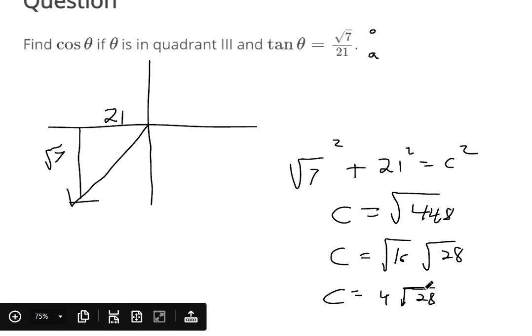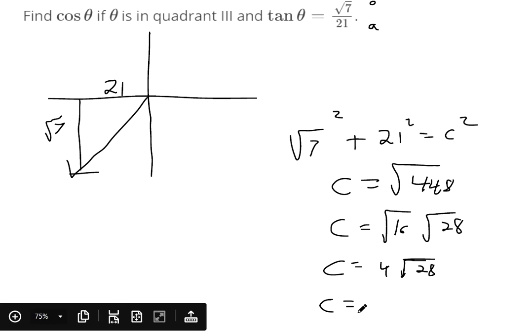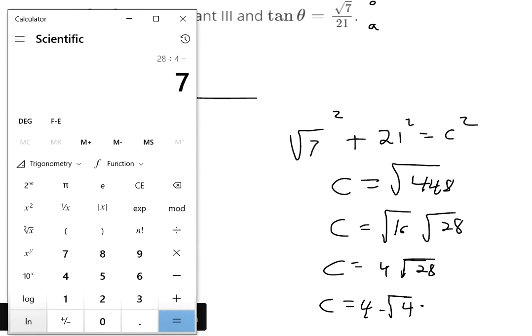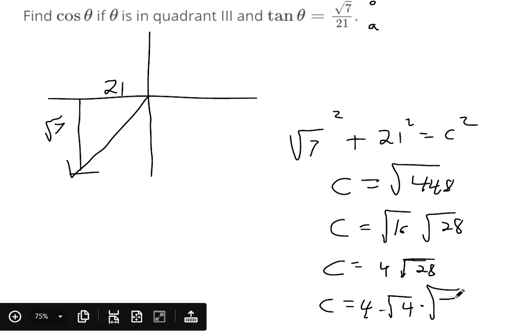Because the square root of 28, 28 is divisible by 4. So that's 4 times the square root of 4 times the square root of 7. So 4 times 2 makes 8. We got 8 square roots of 7 here. 8 square roots of 7.